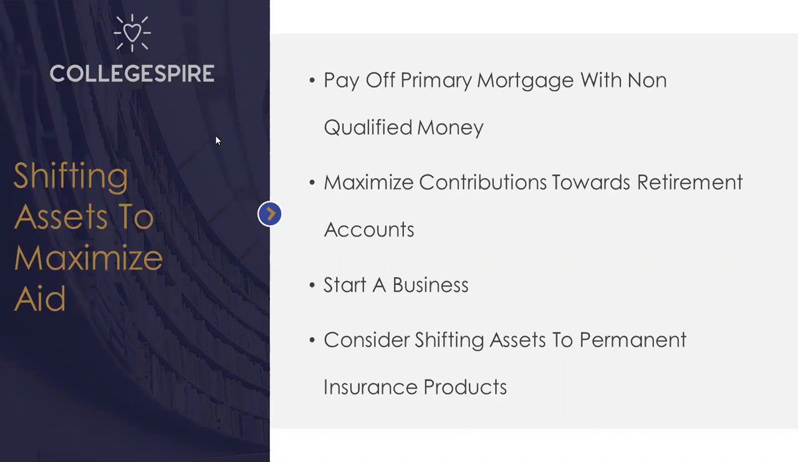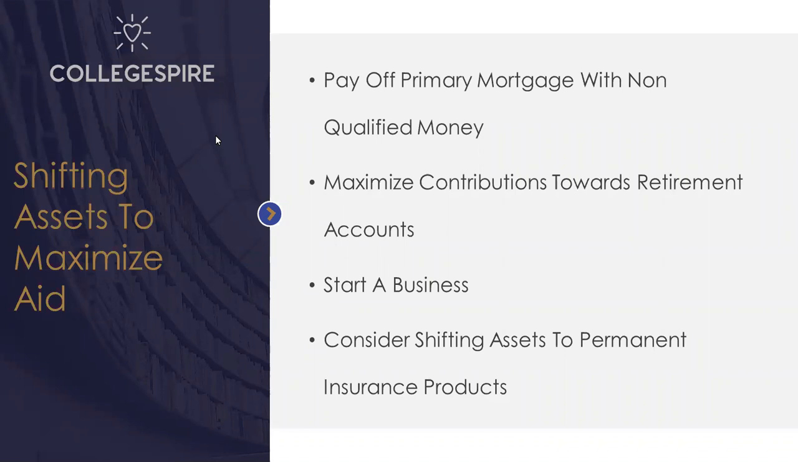Non-qualified money is anything that is not sitting in a retirement account. So that could be your checking, savings, stocks, bonds, mutual funds, any kind of trust assets, rental properties that you may have. Anything that is not in a retirement account is considered a non-qualified asset.